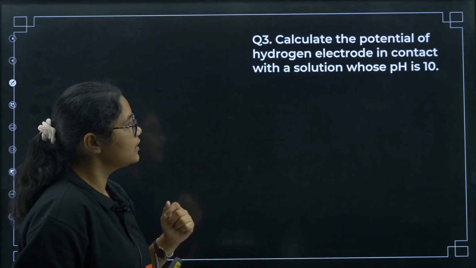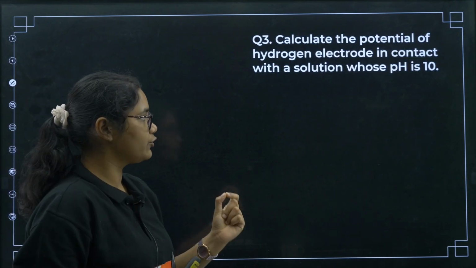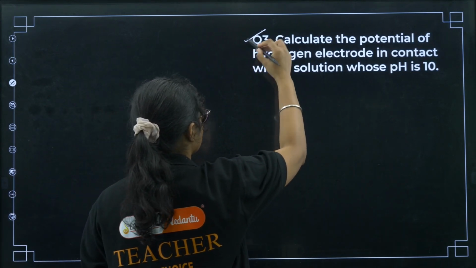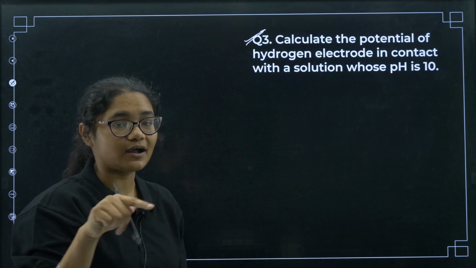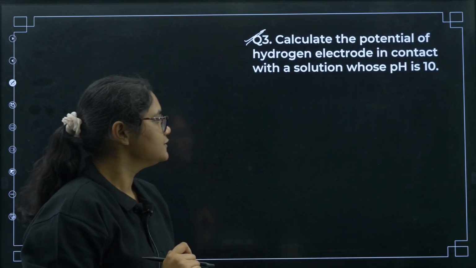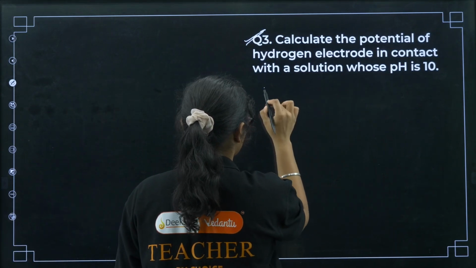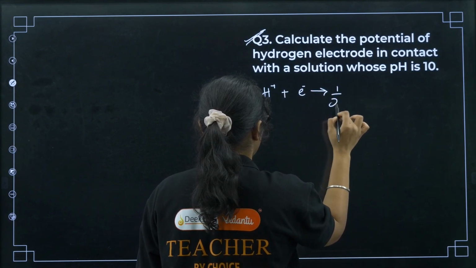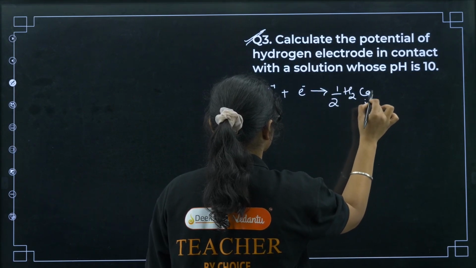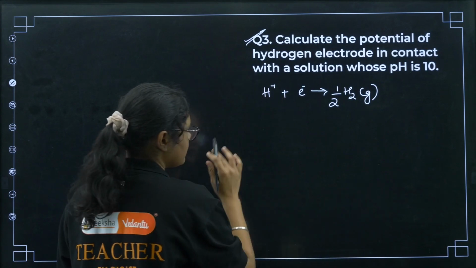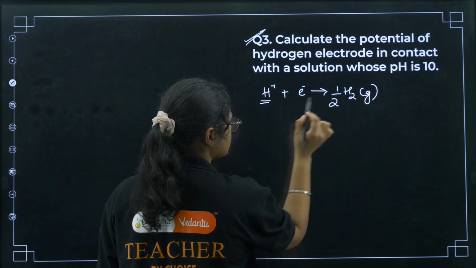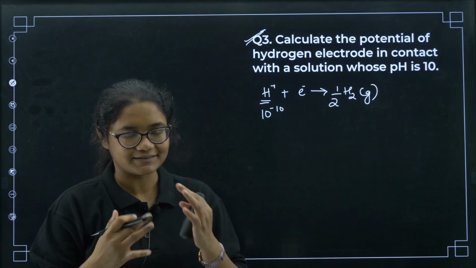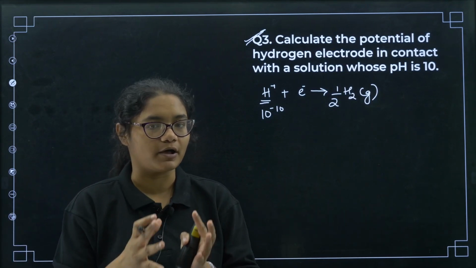Next, calculate the potential of a hydrogen electrode in contact with a solution whose pH is 10. This is again a good question and it is there in your NCERT in-text questions. First of all, the hydrogen electrode is like this: H+ plus 1 electron gives you half H2 gas. Now if I want to write the reduction potential, the H+ concentration is 10 to the power of minus 10. pH is 10, which means the concentration will be 10 to the power of minus 10.